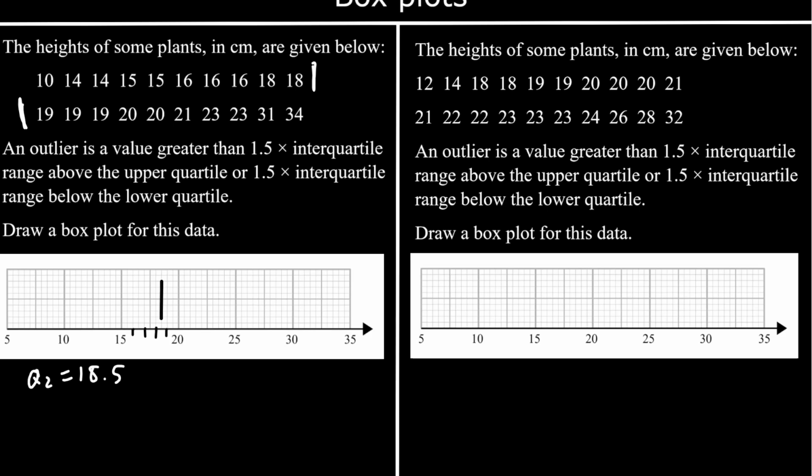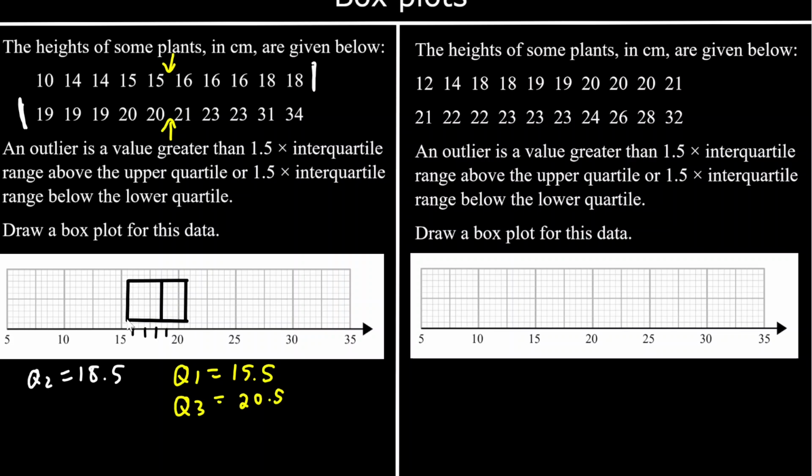And then our lower quartile is halfway through the lower half. So that's in here. Our lower quartile is 15.5. So again, a line at 15.5. Our upper quartile is halfway through the top half of the data, which is at 20.5. So then we've got a box around these ones.